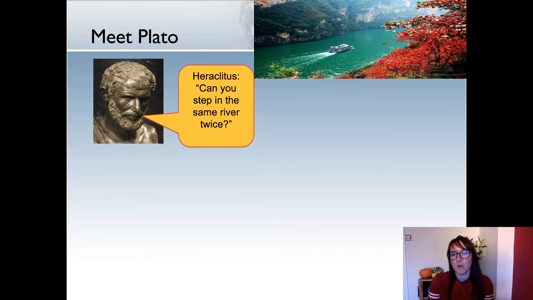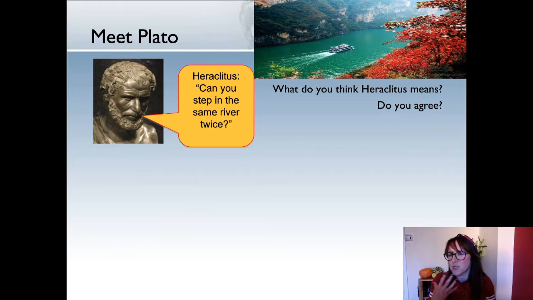We first of all start with Heraclitus. Heraclitus was another fellow Greek philosopher. He questioned, can you step in the same river twice? So I get my students to say, what do you think he means and do you agree? And the crux of this is the idea that whilst you can step in the same river, as in I'm stepping in the Thames, for example, you will never step in exactly the same river because the water is constantly flowing and changing. And so for Plato, that was absolutely key.